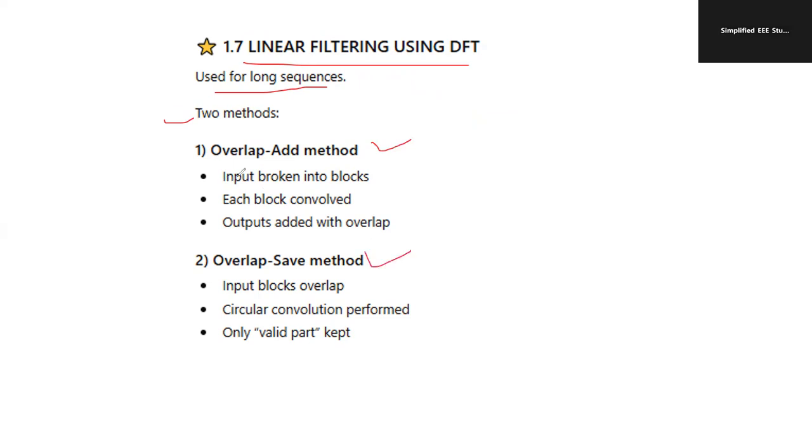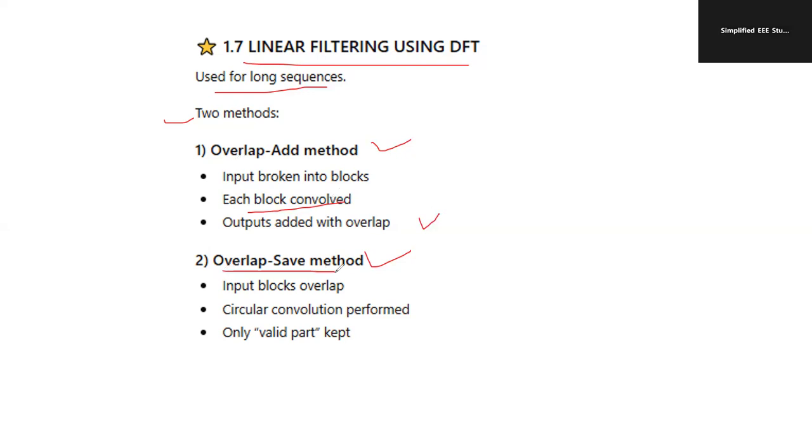Here the procedure of the overlap add method is: the input is broken into certain blocks. Each block is then convolved with the filter. Then the outputs are added with the overlap. This is called the overlap add method, which is very, very important.